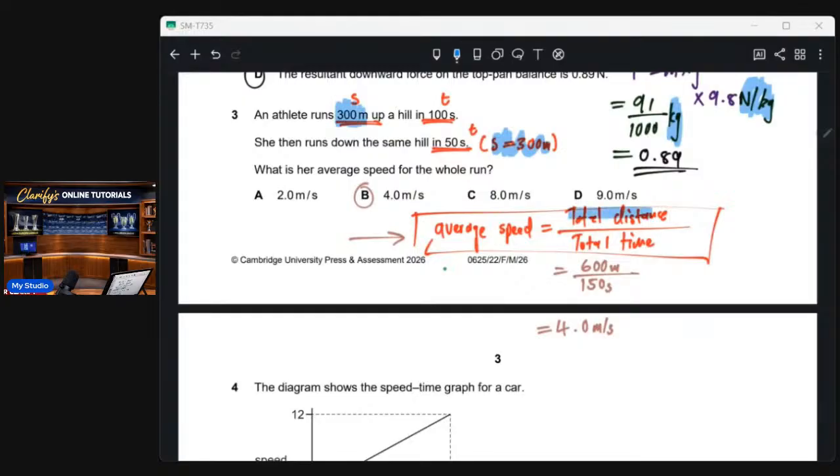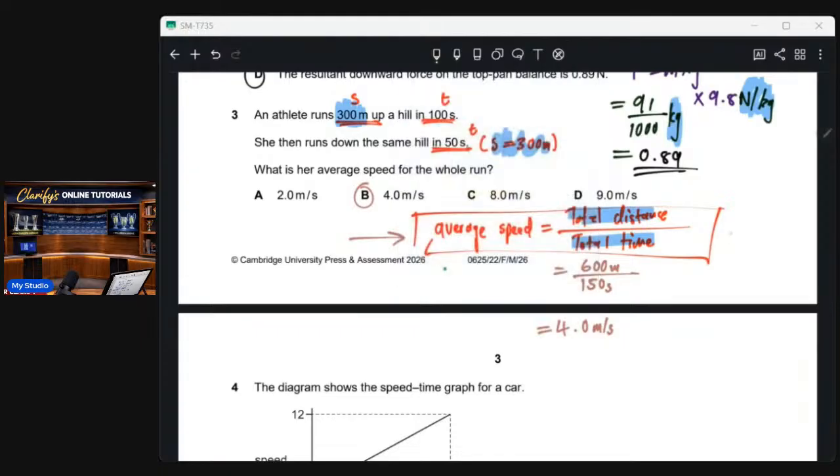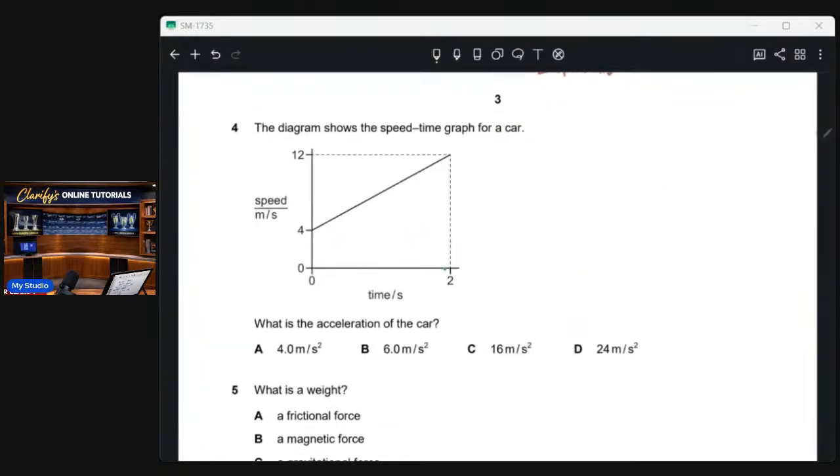You remembered the formula for average speed. That's the formula for average speed. Put it down, everybody. Make sure you have it. We move on to the next question.